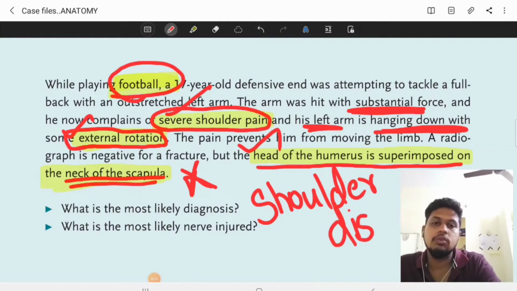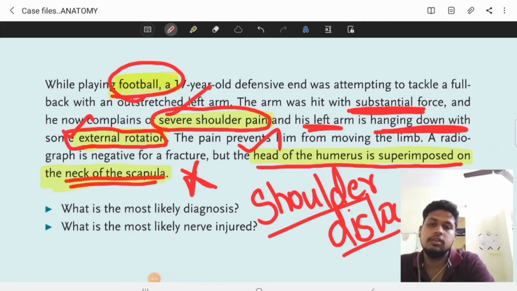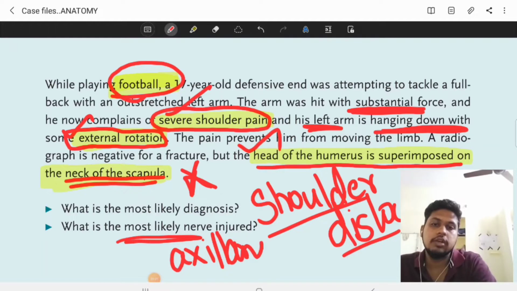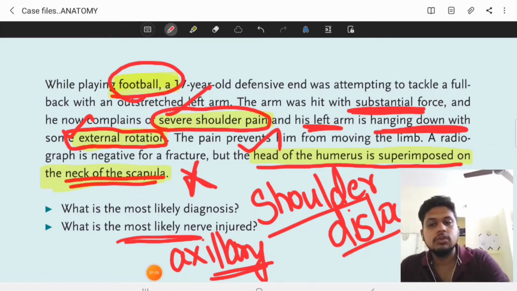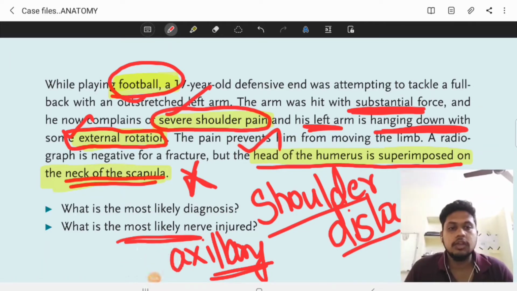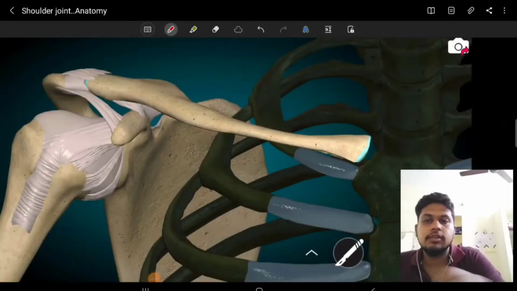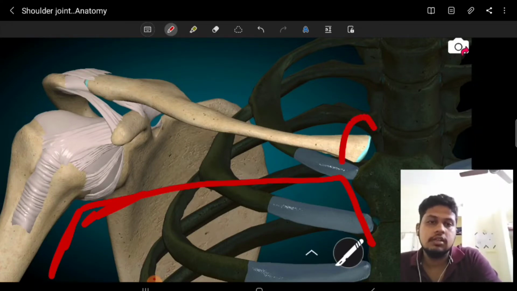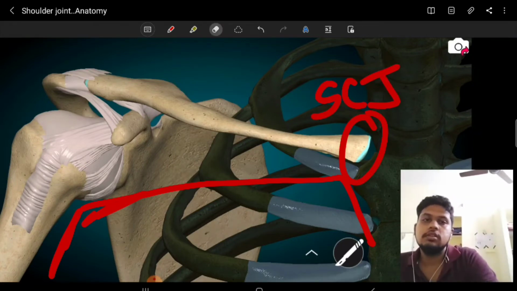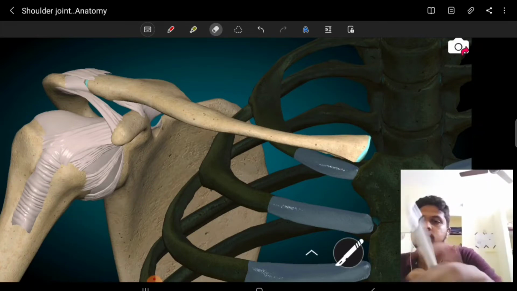Okay, so what is the most likely nerve injured in case of shoulder dislocation? As you all know, axillary nerve, which is in proximity to the shoulder joint, so it is more likely to be damaged in case of shoulder dislocation. So in this video we are going to discuss the basic anatomy of the shoulder joint, and also from this diagram, as you can see, this is the shoulder joint, and the joint which connects the upper limb with the trunk is the sternoclavicular joint. Okay, so in this video we are going to discuss in detail the shoulder joint.